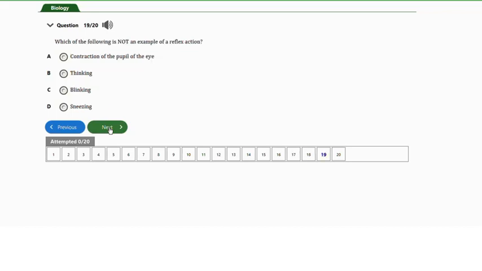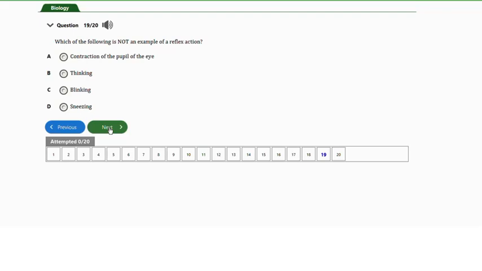Question number 19. It says, which of the following is not an example of a reflex action? A, contraction of the pupil of the eye, B, thinking, C, blinking, D, sneezing. So guys, thinking is not a reflex action. So the answer to this question is B.